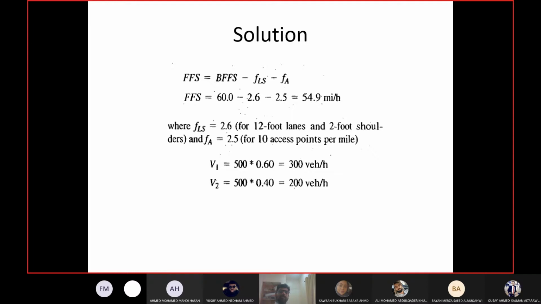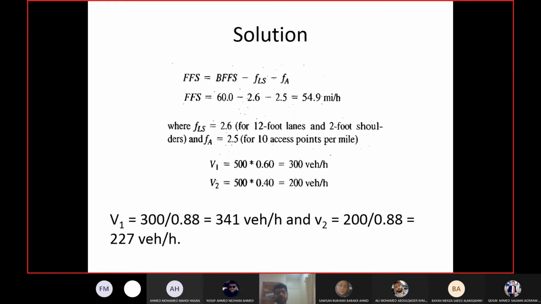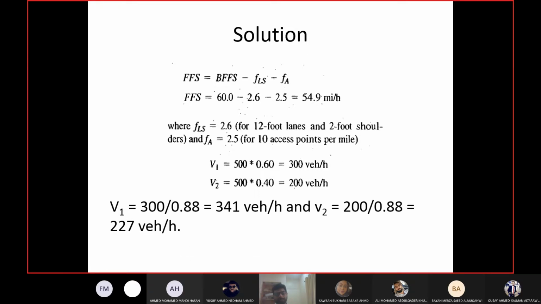Then I will calculate the flow rate. To convert volume to flow rate, I will divide by the peak hour factor, which is 0.88. So for each direction, just the volume divided by the peak hour factor. So 341 for direction 1 and 227 for direction 2. Now I have the value.